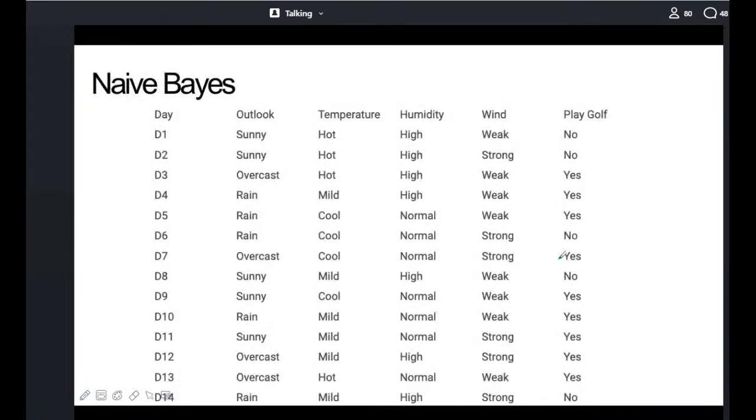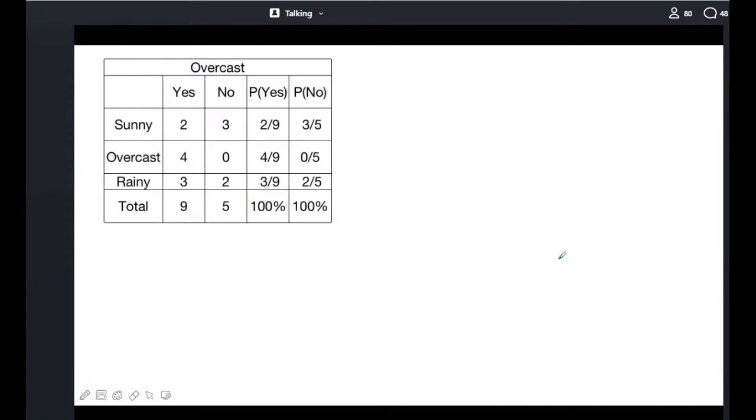for the overcast, this is outlook, temperature and all, I have recorded this probability. Now what I have done is, I have taken when it was sunny and the match was played, that was 2 times. When it was sunny and the match was not played, that was 3 times. Same way, the total matches played were 14, out of which 9 matches were yes and 5 matches were no.